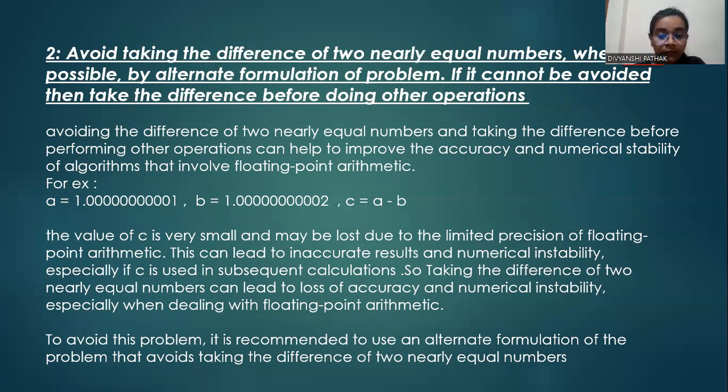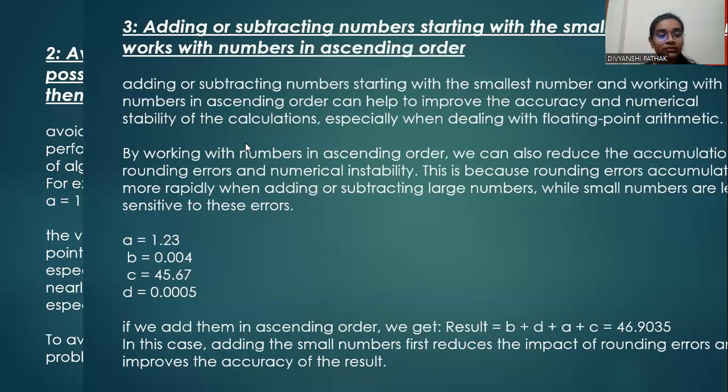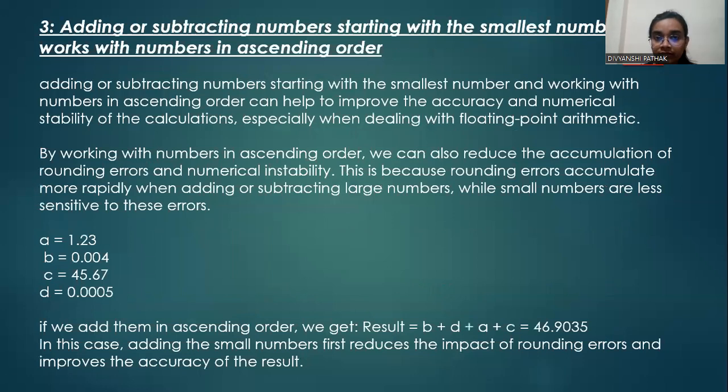To avoid this problem, we are recommended to use an alternative formulation of the problem that avoids taking the difference of two nearly equal numbers. So we must avoid taking the subtraction of two nearly equal numbers wherever possible. Now let's move to the third question. Adding or subtracting numbers, starting with the smallest number and working with the numbers in ascending order. Adding or subtracting numbers starting with the smallest and working in ascending order can help to improve the accuracy and numerical stability of the calculation, especially when dealing with floating point numbers.